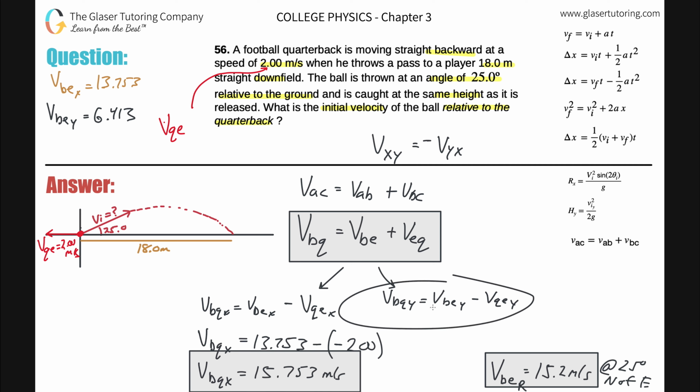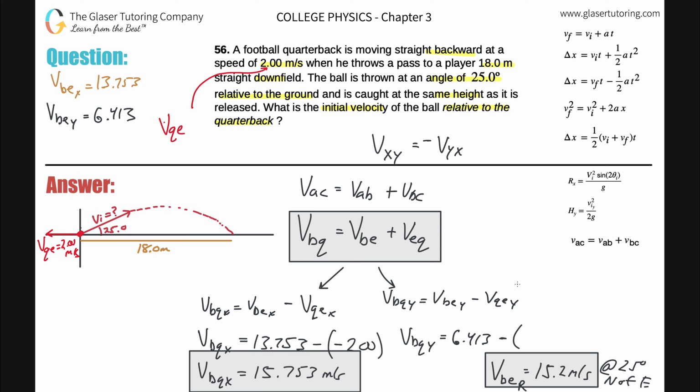Now let's do the same thing for the second piece. Now watch how easy this is. The velocity of the ball relative to the quarterback in the y direction should be equal to the velocity of the ball relative to the earth in the y direction. We found that, 6.413. If you're bashing your head against the wall at the moment, I understand. So am I. Ow. No, don't do that. Don't do it. Just kidding. That was my hand on the table. I didn't really bash my head.